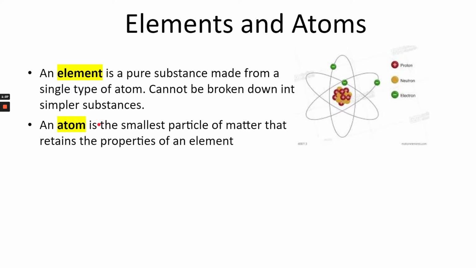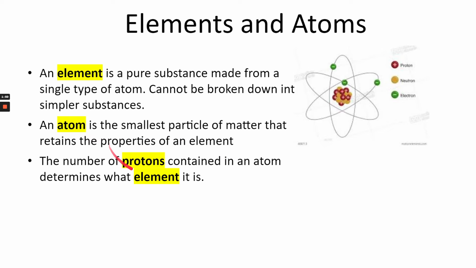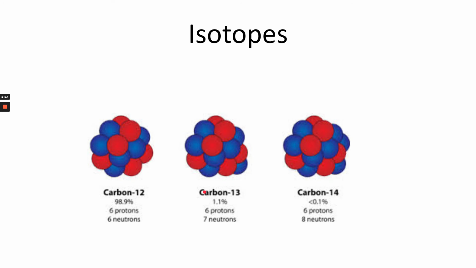Now an atom is basically a single piece of an element. It is the smallest particle of matter that retains the properties of that element. So I could have many atoms of a certain element, or I could have one atom of a certain element. The number of protons in an atom determines what the element is. So if we look at this model of our atom here, in the middle I have orange and red. My orange are my neutrons, my red are my protons, and then on the outside I have electrons. So the protons, those positively charged subatomic particles, are what determines what the element actually is.